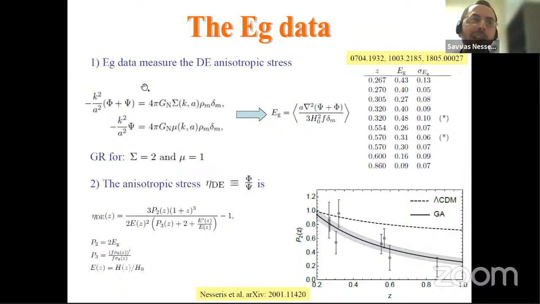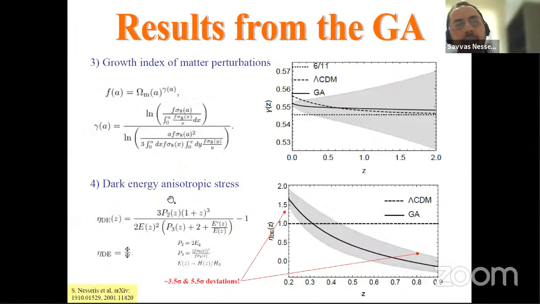And there are also some other kinds of data called the EG data. Again, I don't have so much time, but this data give you information on the anisotropic stress. And then if you do the same kind of exercise, there are some compilations, you can fit them, and you can do the same exercise. You can find some details in the papers. Then, for example, you can get some constraints on the anisotropic stress.